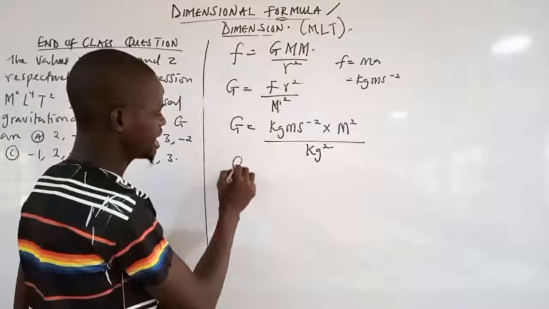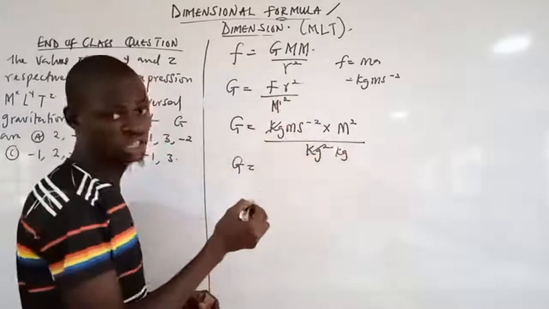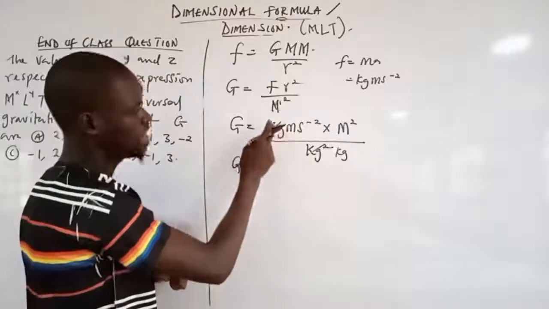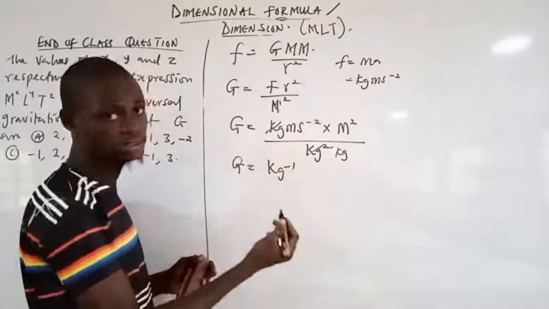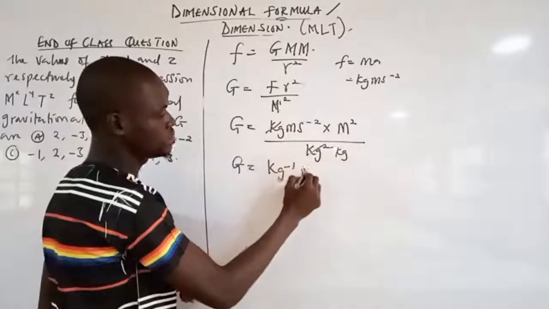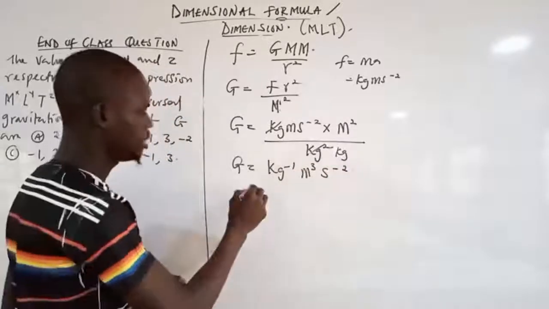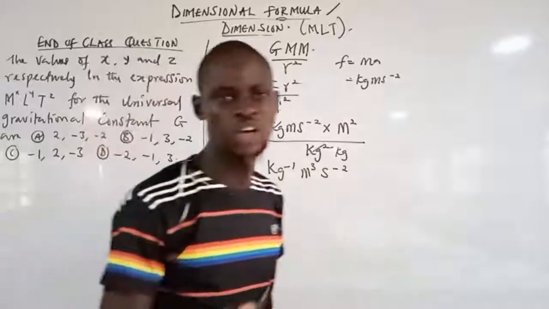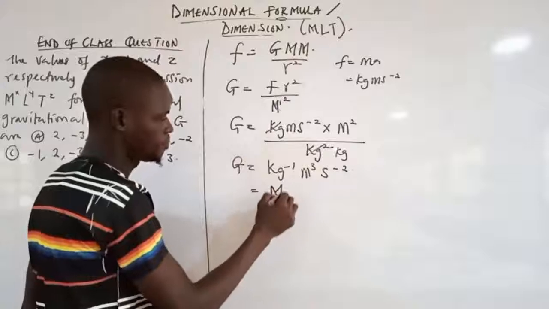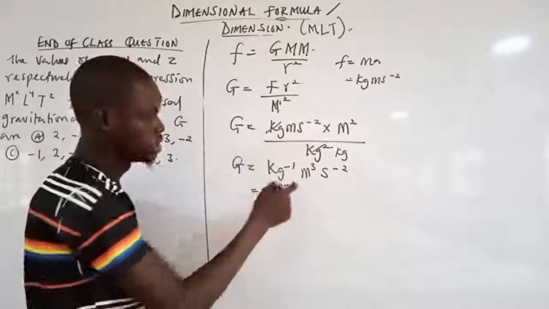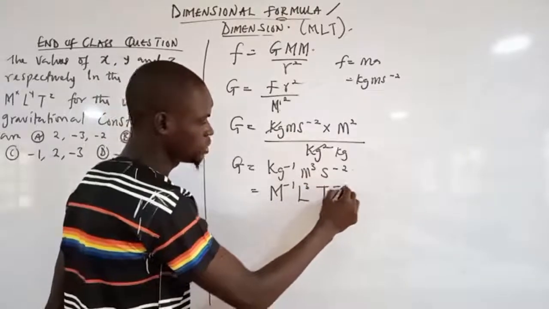Now, from here, I can calculate my G. If I write this out, I'll have 1 over kilogram at the denominator, so I should have kilogram raised to the minus 1. And meter times meter times meter will give me meter cube, and s raised to the minus 2. So from here, we can write the dimensional formula. The dimensional formula will now be: kilogram represents mass, M raised to the minus 1. Meter is length, L raised to the 3. Time is seconds, T raised to the minus 2.